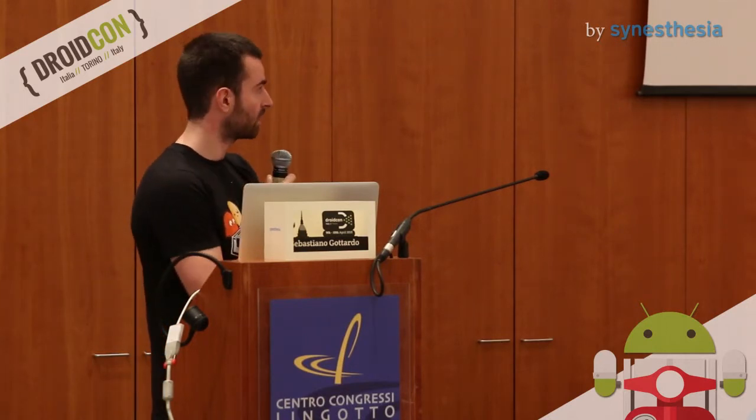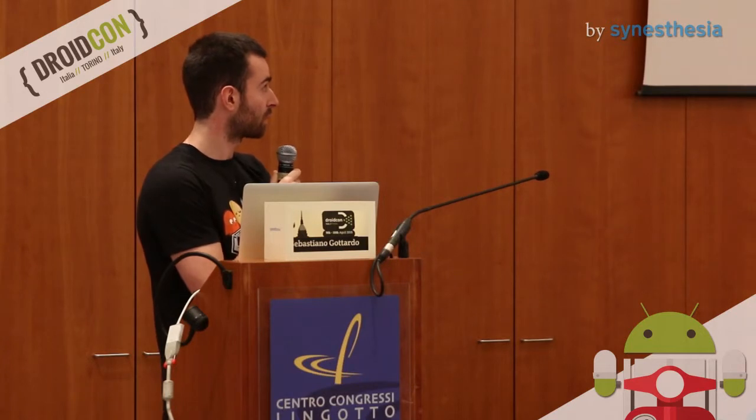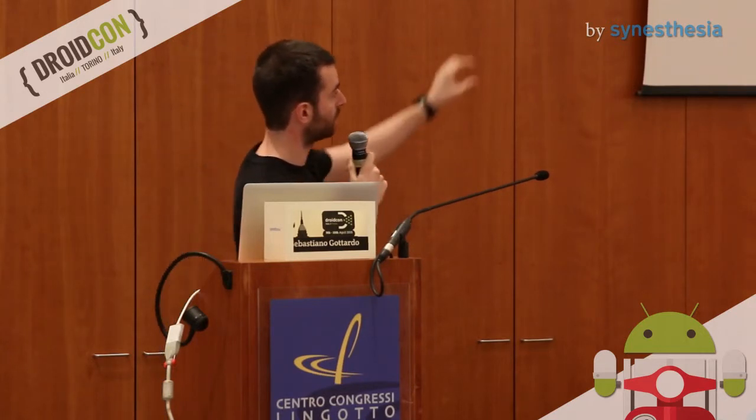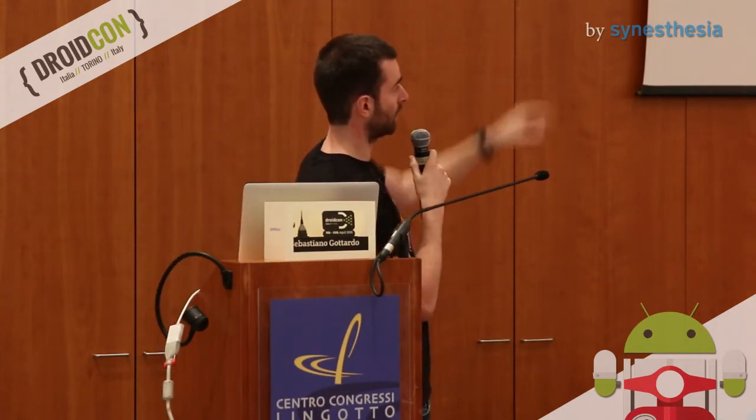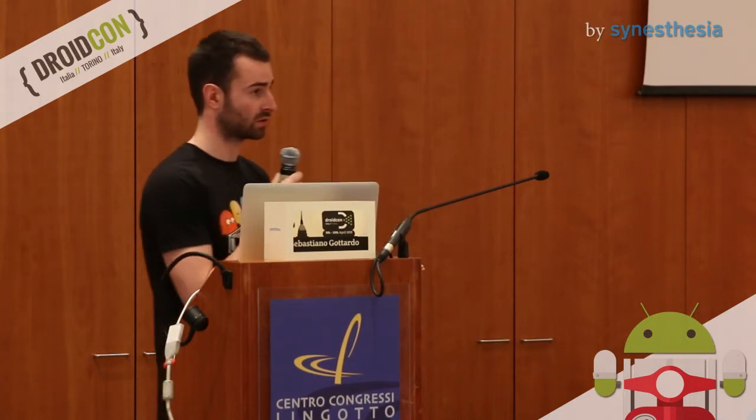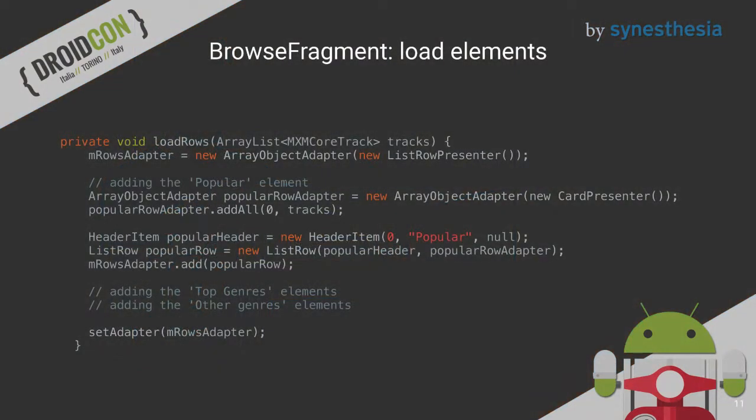We also want to take a look at the code that is required to make browse fragment work. And in particular, we want to just create the first row, the popular one, which features the top songs of the moment. So let's take a look at the code. And here it is. So yeah, it's basically like 10 lines of code. It's pretty easy. And the main idea here is that we need to create a general adapter that is going to contain a list of rows.